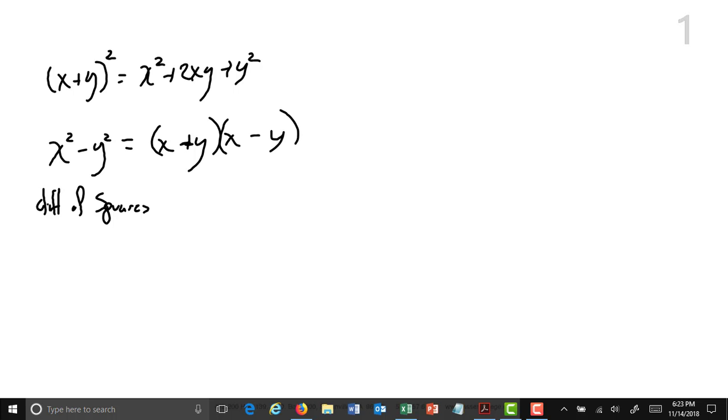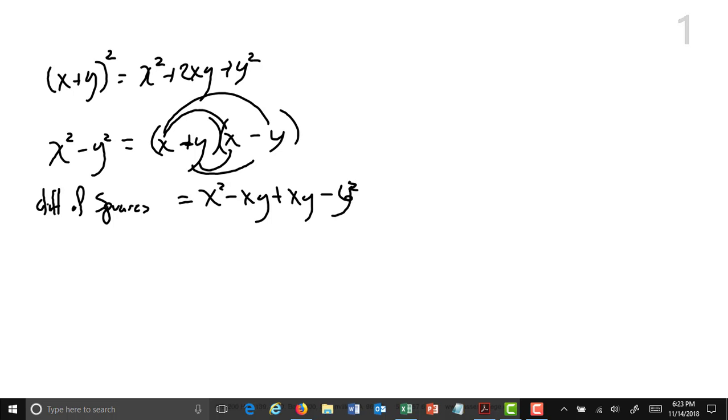Now, is it true? Well, you can test it out, right? x times x, that's 2 copies of x, right? And this is minus xy. And this is plus xy, you see? And this finally is going to be minus y squared. That looks weird. But notice that these 2 terms subtract out, and we get back to where we were. This is important because it's one of the major factoring things called the difference of 2 squares.